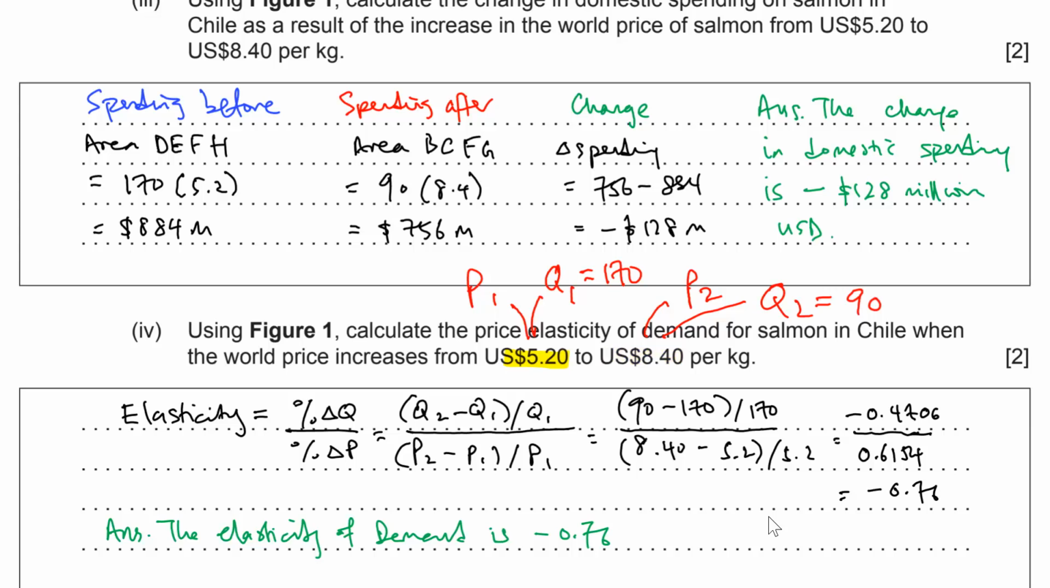And then we just divide one over the other. Minus 0.4706 being the percentage change in quantity, divided by 0.6154, the percentage change in price, we end up with an elasticity of minus 0.76. Again, if you've got the space for it, it's good to write out the answer, so I'll say here the elasticity of demand is minus 0.76. That's it. A couple of marks, probably one for getting the formula right and putting all the numbers in place, and a second mark for doing the calculation correctly.